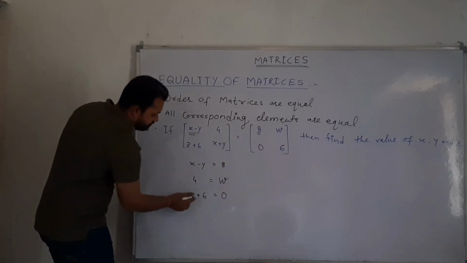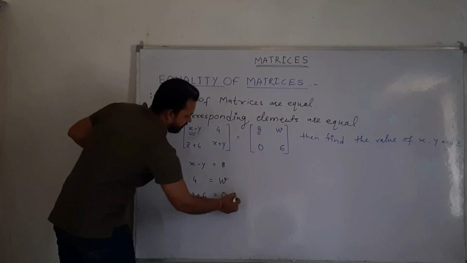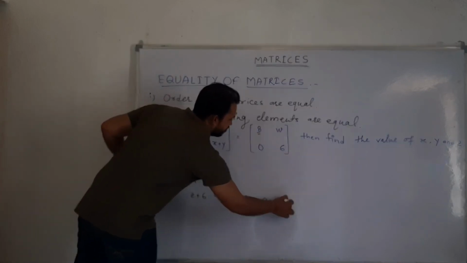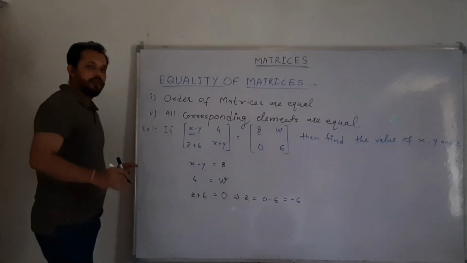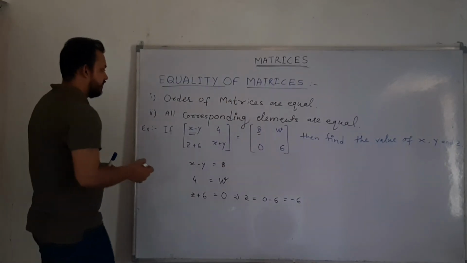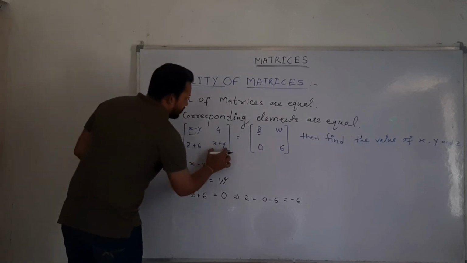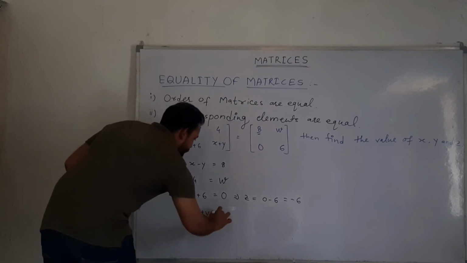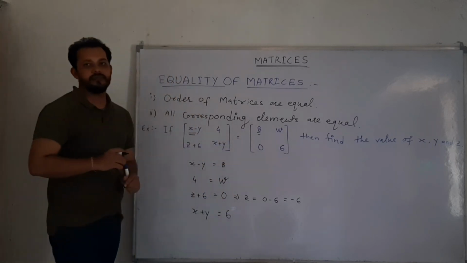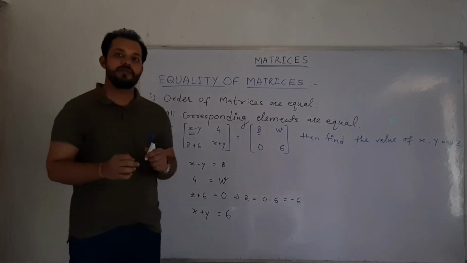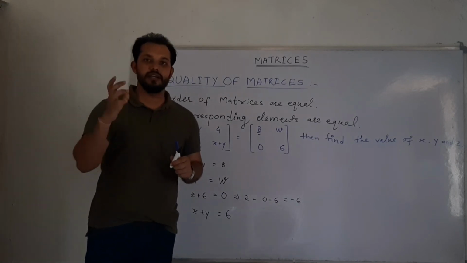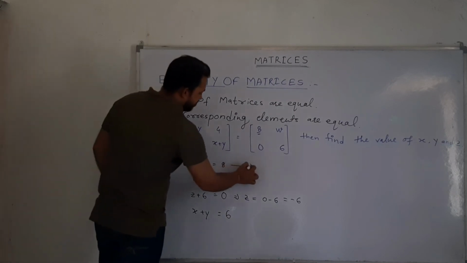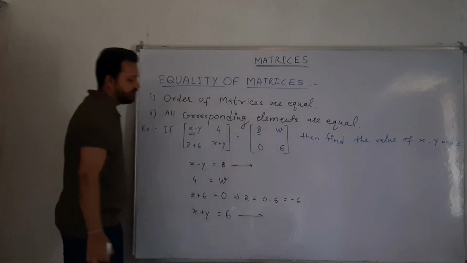From here, we can transpose 6 to this side, we will get z is equal to 0 minus 6, which is equal to minus 6. We got the value of z. Then at the last we have x plus y is equal to 6. So we can write here x plus y is equal to 6. Now we have to find the value of x and y. To find the value of x and y, we will solve this equation and this equation.